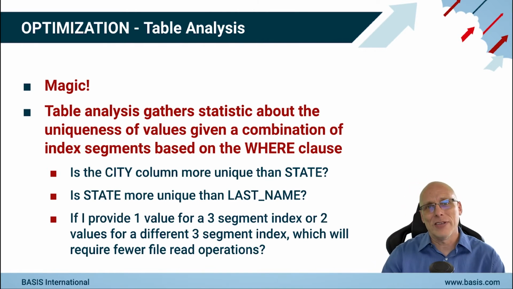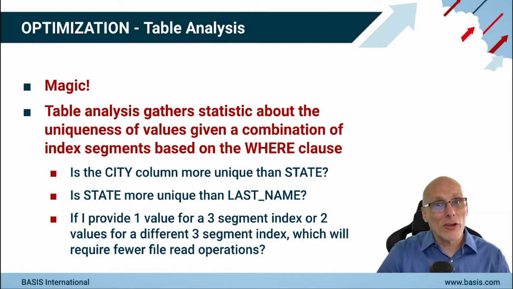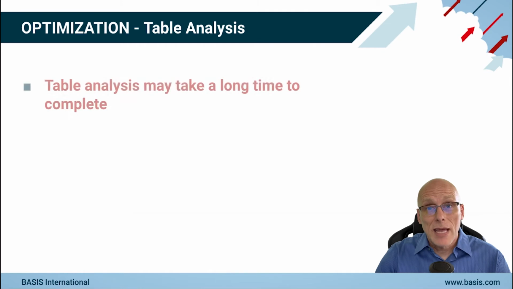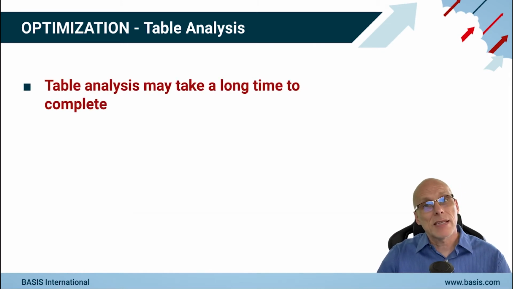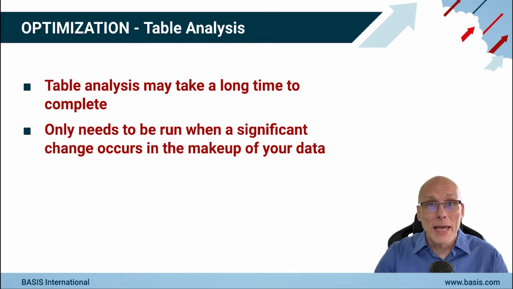So these are all questions that the optimization engine needs to be able to answer in order to actually choose the best index to iterate over. It can guess, but we really want it to make the most accurate estimate. Now, when it comes to table analysis, keep in mind that it may take a very long time to complete because it has to read all of the data in your data file in order to generate these statistics. But the good news is it only needs to be run one time or when a significant change occurs in the makeup of your data.